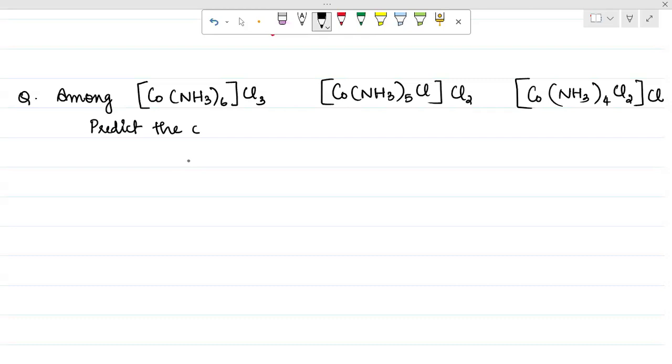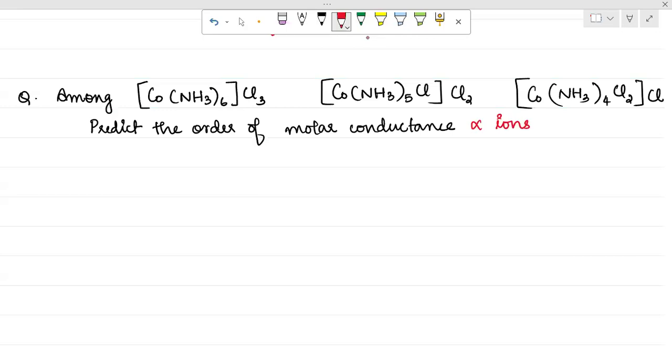Predict the order of molar conductance. Okay, so how do you do that? Now we know molar conductance is directly proportional to the number of ions that are present. And we have already learned that any coordination complex which is put inside the water or whatever solution it is, in the aqueous state, the coordination sphere will not dissociate, but the counter ions will dissociate.